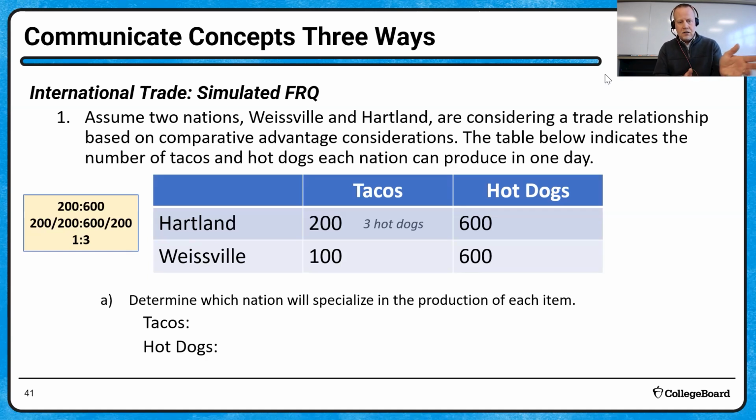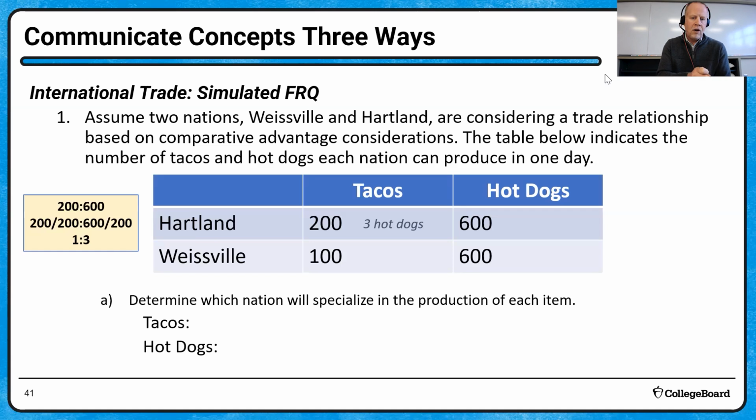To do that, look over here on my equation. To reduce 200 down to 1, I do 200 divided by 200. Well, in the case of a ratio, I have to divide both sides by the same thing, which means I also have to divide 600 by 200. Go to the next step. 1 taco is going to be worth 3 hot dogs based upon that basic equation.